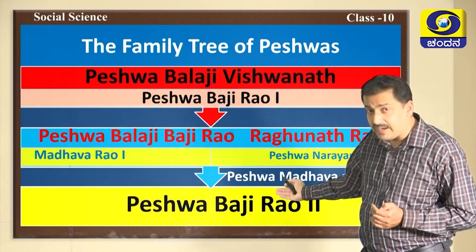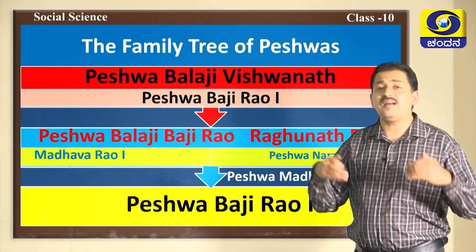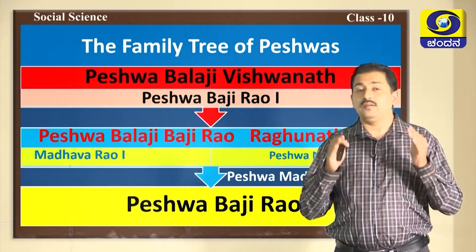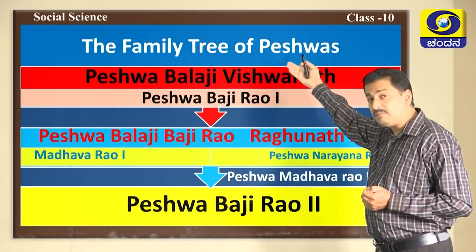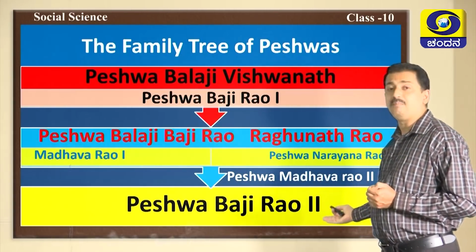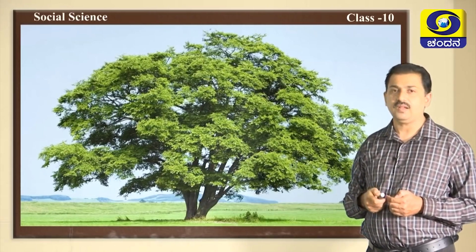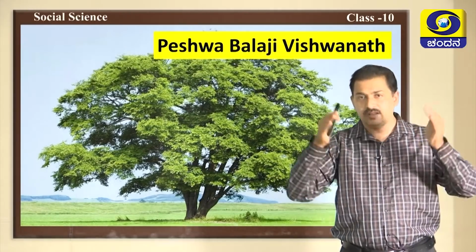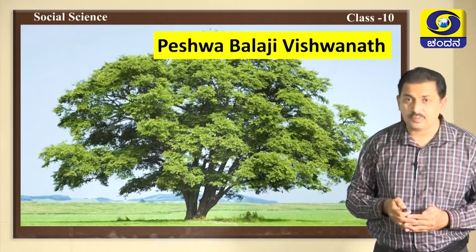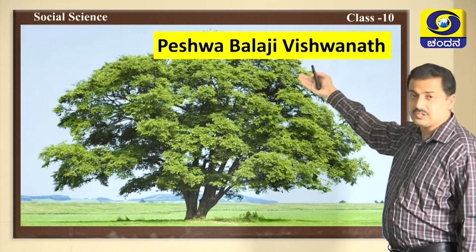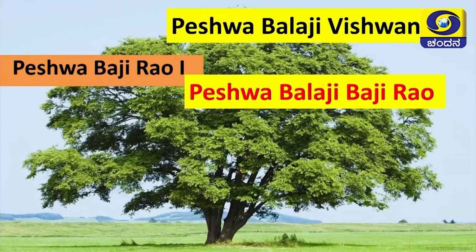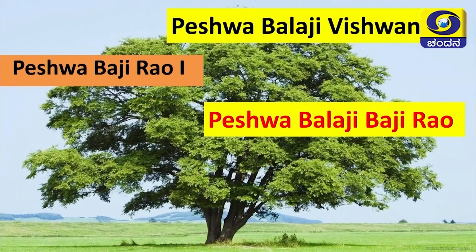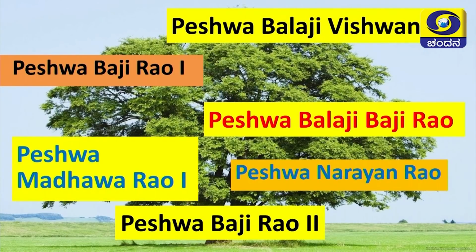This Bajirao II was none other than the son of Raghunath Rao. So, this is the family tree of Peshwas. It began with Balaji Vishwanath and ended with Bajirao II. Now, the same I show you in the family tree of Peshwas. So, first of all Peshwa Balaji Vishwanath, then Peshwa Bajirao first, afterwards Peshwa Balaji Bajirao, Peshwa Madhava Rao first and then Peshwa Narayan Rao.